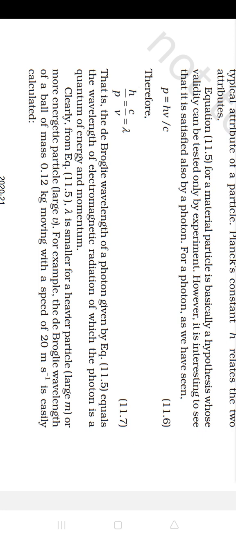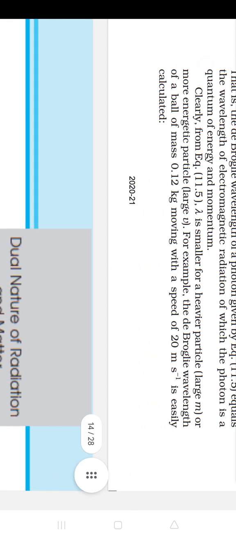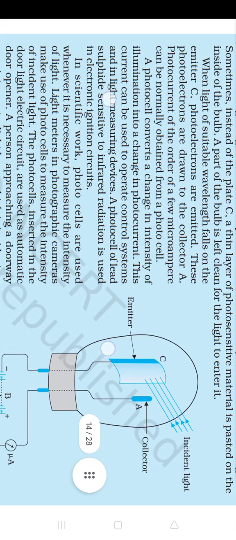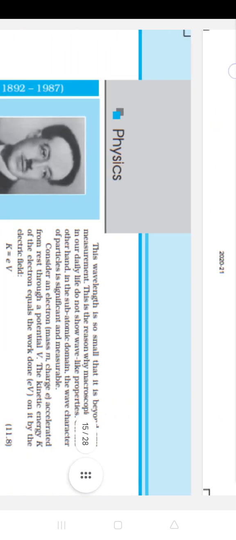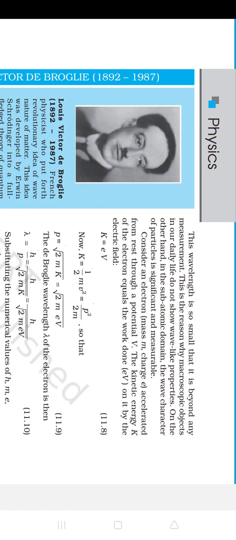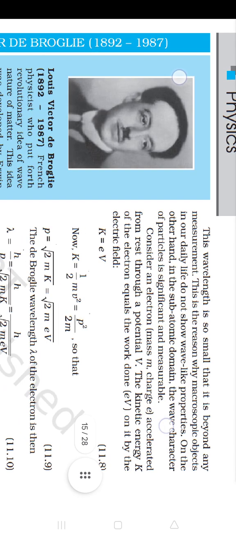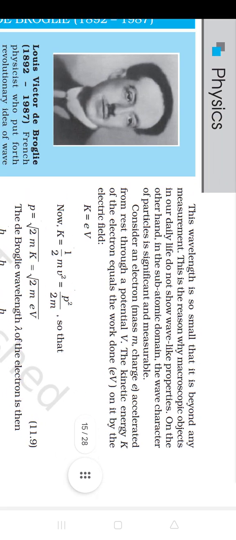Clearly from equation 11.5, lambda is smaller for a heavier particle, large m, or more energetic particle, large v. For example, the de Broglie wavelength of a ball of mass 0.12 kg moving with a speed of 20 meters per second is easily calculated. This wavelength is so small that it is beyond any measurement. This is the reason why macroscopic objects in our daily life do not show wave-like properties. On the other hand, in the subatomic domain, the wave character of particles is significant and measurable.